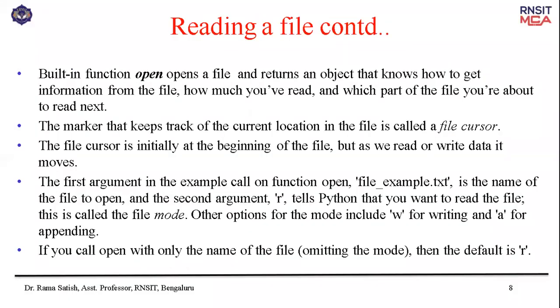Now, what happens here? When you open the file, a marker that keeps track of the current location in the file, which you call the file cursor, is assigned. The cursor is initially at the beginning of the file, and as you read or write, it moves. So you have to supply the file name and the mode to open. We have already discussed this explanation; it has been given here.